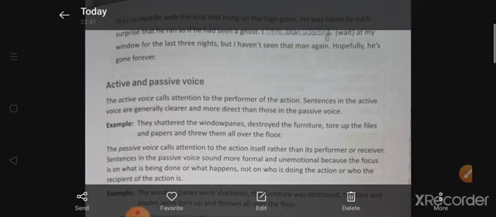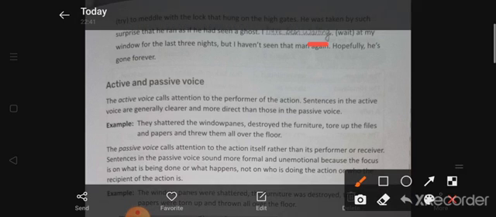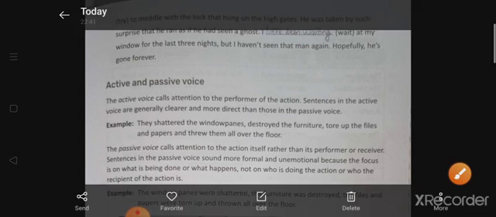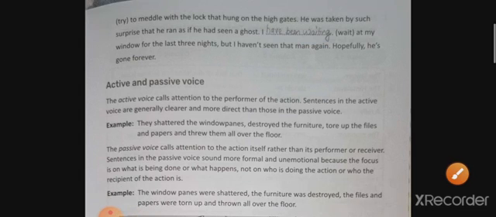So again here we have used present continuous tense. But I haven't seen that man again. Hopefully he is gone forever. So students, I hope that you are clear with present perfect continuous and past perfect continuous tense.